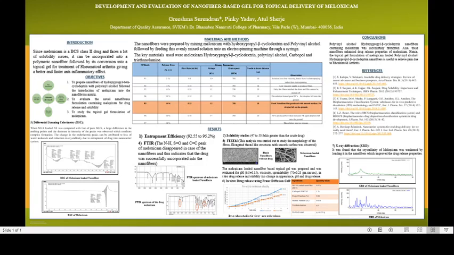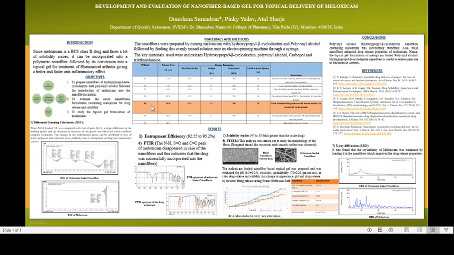So the main objective is to prepare the nanofibers of hydroxypropyl beta cyclodextrin with polyvinyl alcohol, followed by the introduction of meloxicam into the nanofibrous matrix, and then the evaluation of the novel nanofibrous formulation containing meloxicam for drug release as well as solubility. Then this meloxicam loaded nanofibrous matrix is converted into a topical formulation and also evaluated for parameters such as viscosity, spreadability, pH, etc.